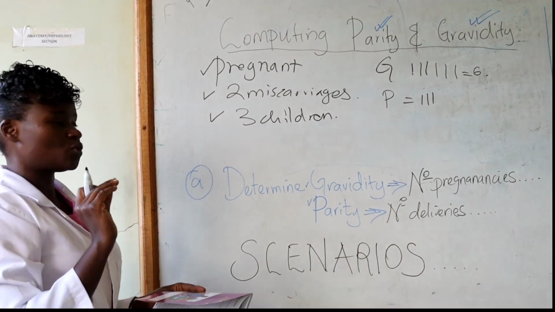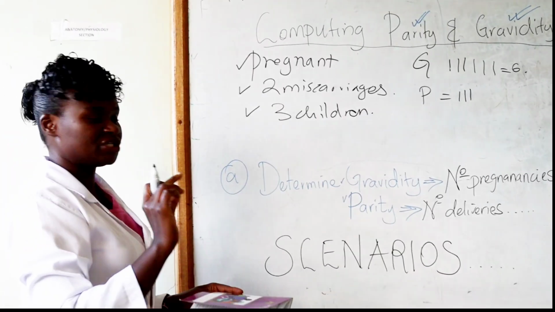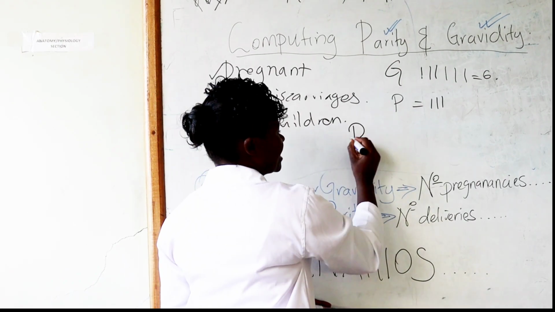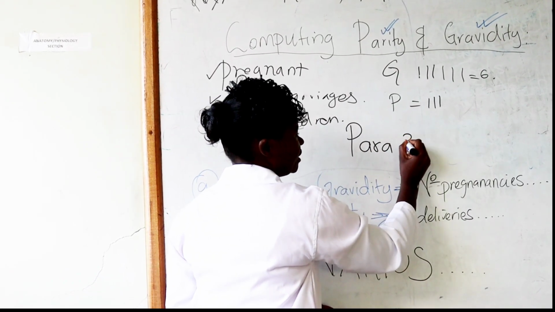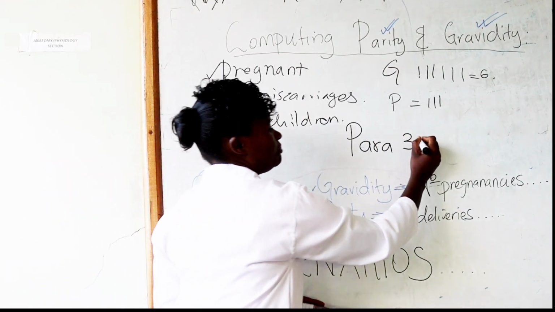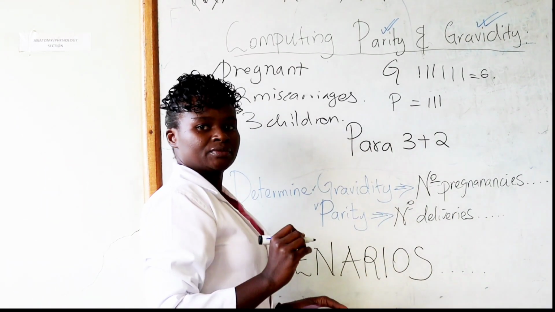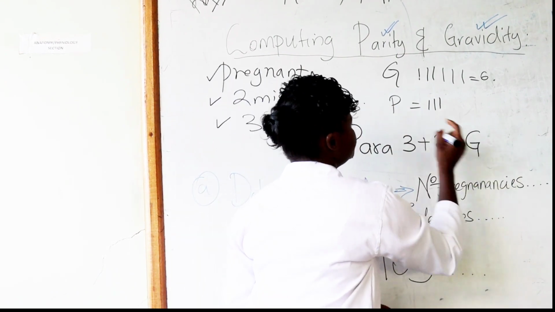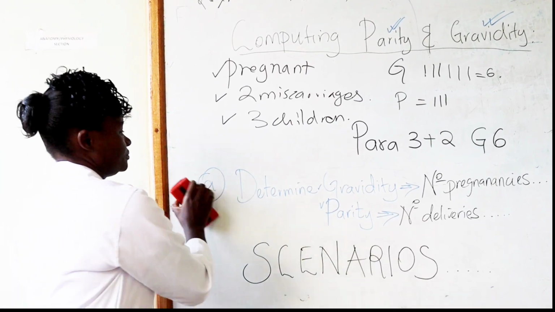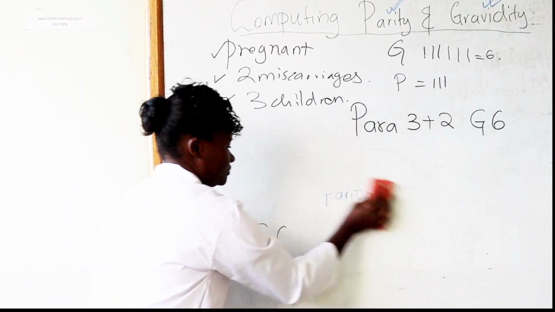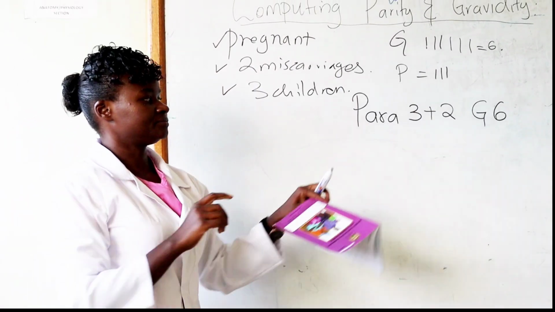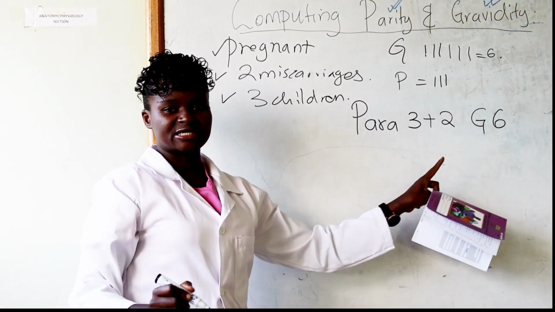Now let's write that equation so that we can finish the computation. So this woman is para 3. How many miscarriages? 2. Plus 2. Gravida 6. She's para 3 plus 2, gravida 6.